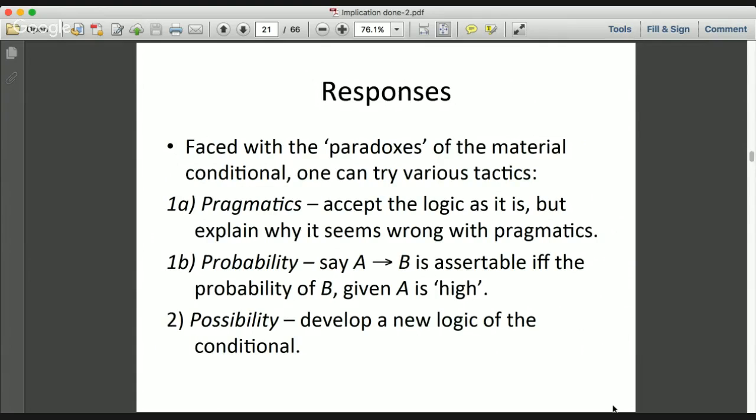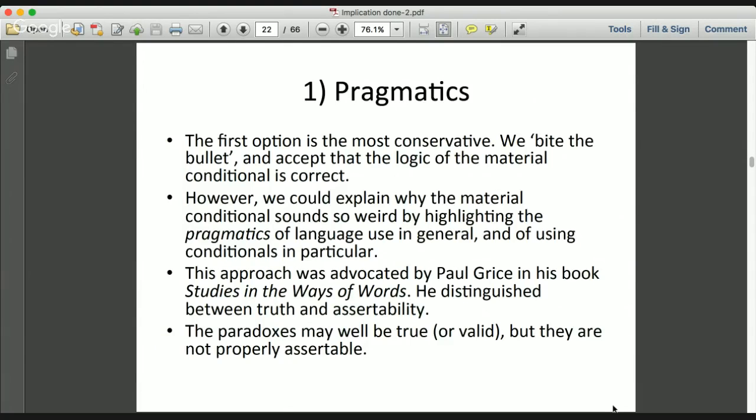So let's have a look at the pragmatic option first. So it's the most conservative. So we just bite the bullet and accept that the logic of the material conditional is correct. But what we do is to explain why it seems weird by talking about the other features of language use in general and conditionals in particular. So this is what this philosopher Paul Grice advocated in his cool book called Studies in the Ways of Words. So he's kind of the father of this kind of linguistic pragmatics sort of school of philosophy.